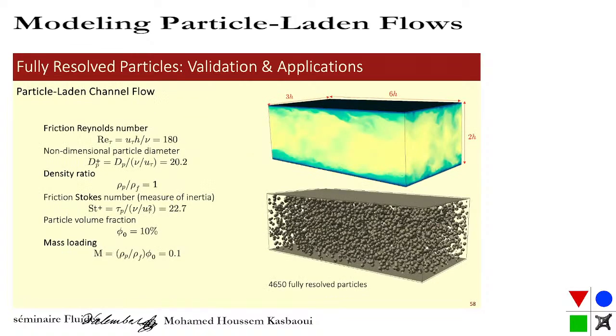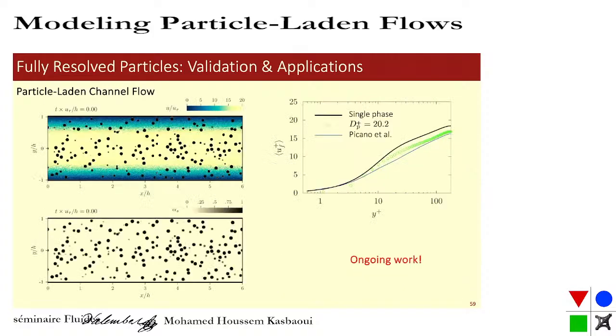And lastly, here is something that we were working on. We presented this at ICMF last week. This is a channel laden with neutrally buoyant particles related to a project on microplastic particles that we have. We're interested in looking at the dispersion of microplastics in rivers. This is a relatively small channel. The volume fraction here is 10%. Density ratio is 1. These particles are finite size, so their normalized diameter is 20. There are about 4,650 of these.